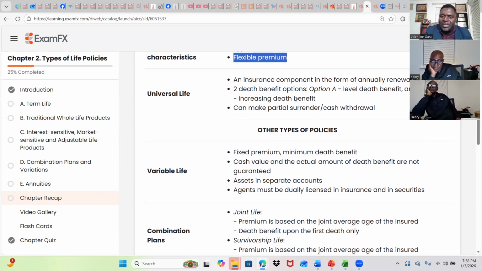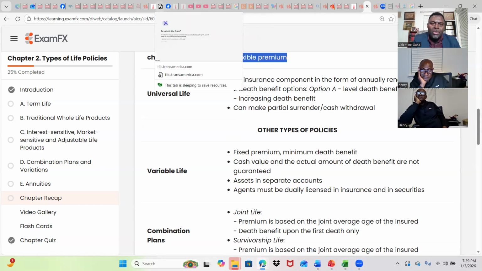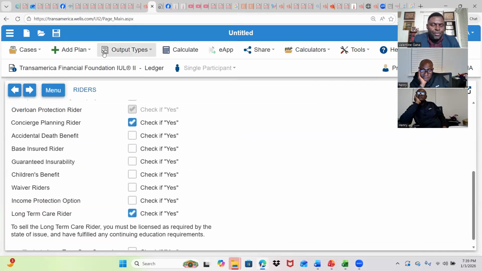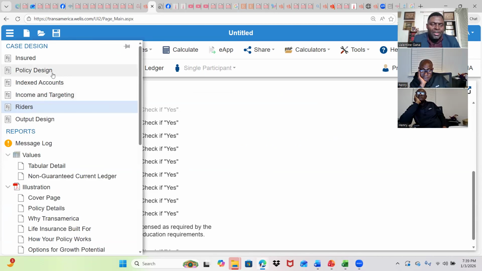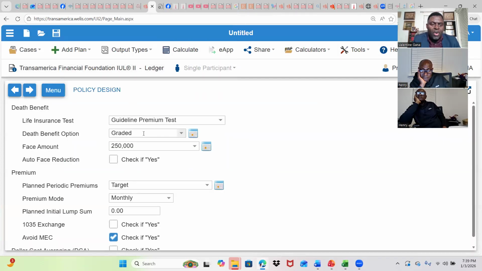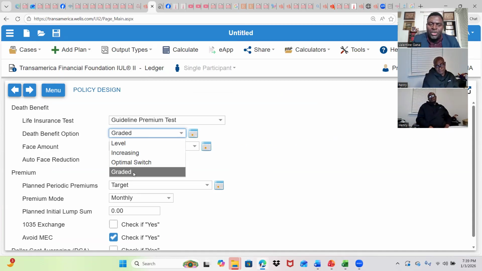There is something called universal life option A, and there's universal life option B. I'll go back to that illustration that I did for you and show you some options here, policy design. When we come here to death benefit options, we have level, increasing, optimal, switch, and graded. Level is what we call option A, and graded is what we usually call option B.